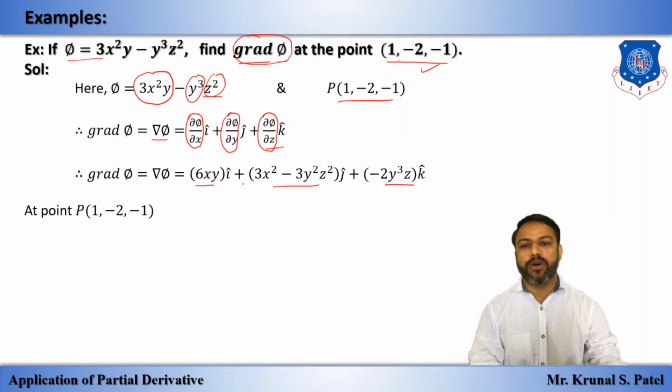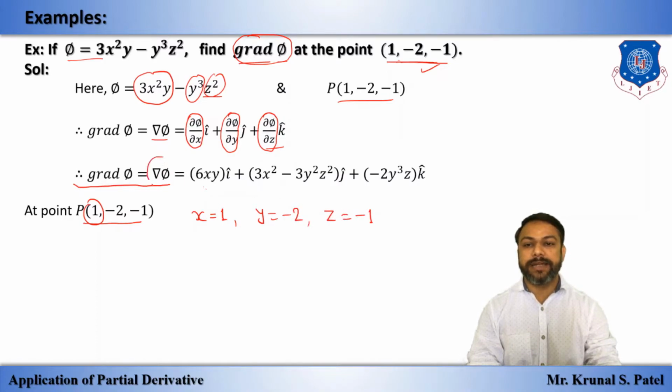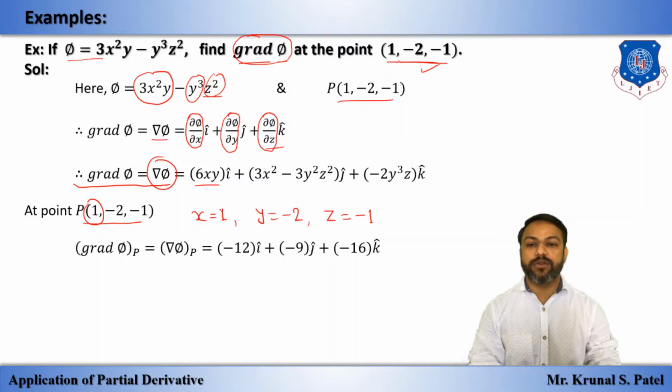Just by simplifying, we can take this minus outside, or we can keep it as it is. And now this is our grad phi, but we want to find it at this point, that means we will put in the point (1, -2, -1). So we put x is 1, y is -2, and z is -1 in this del phi. So the first term becomes 6 into 1 into -2, this is -12.